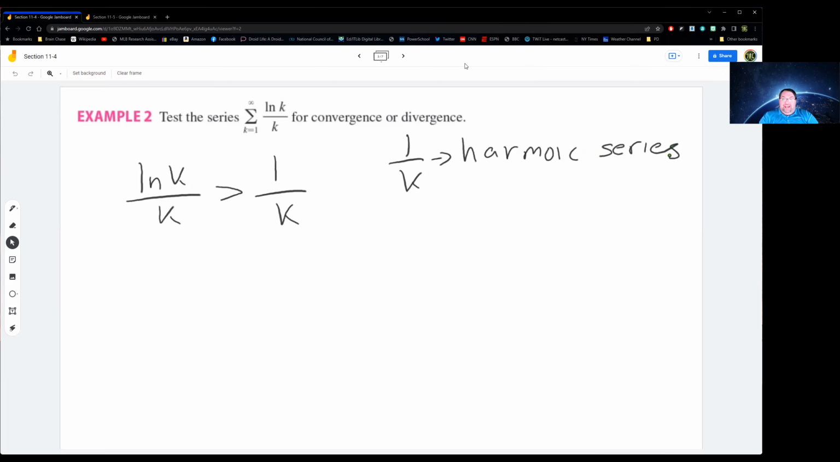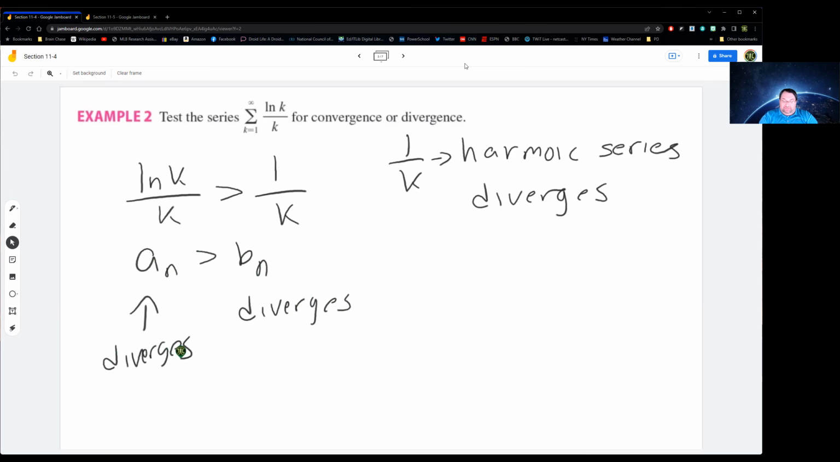It's the one series that looks like it's going to converge. But remember, we went through and did it, and 1 over k actually diverges. So we know the harmonic series always diverges. So the comparison test states that if an is bigger than bn, and bn diverges, then an also diverges. So the series from k equals 1 to infinity of ln of k over k diverges.